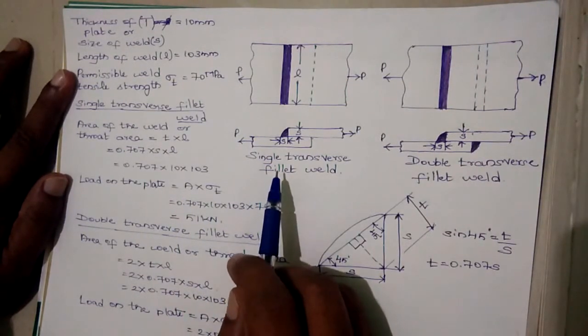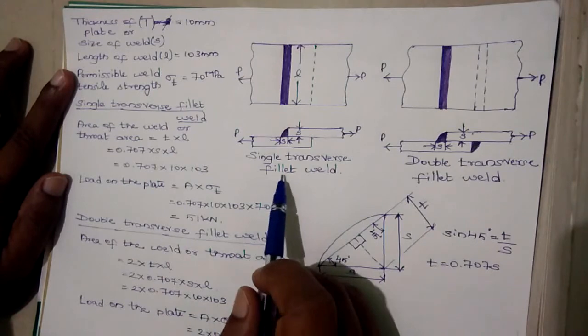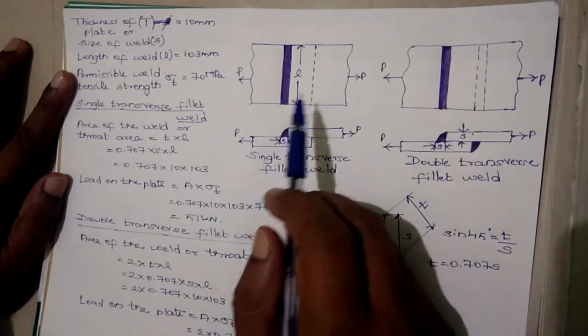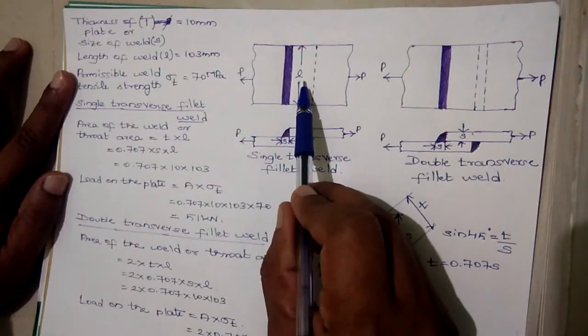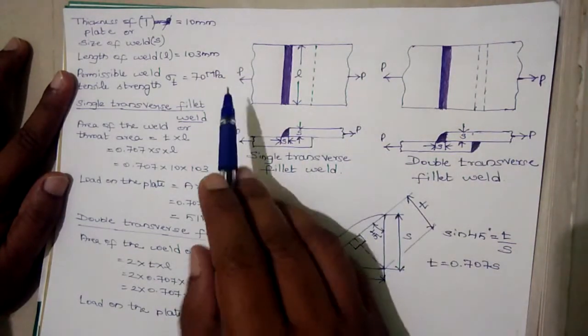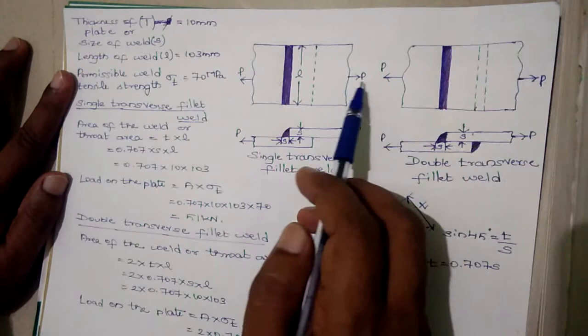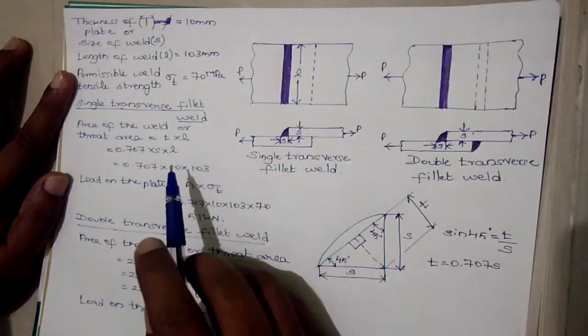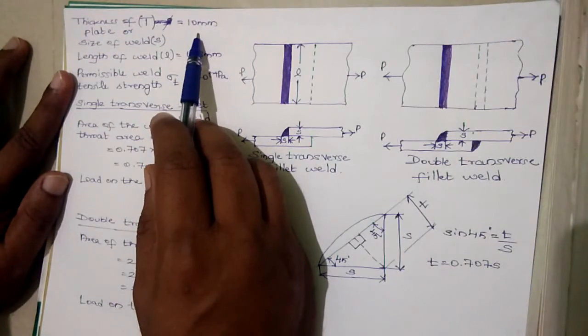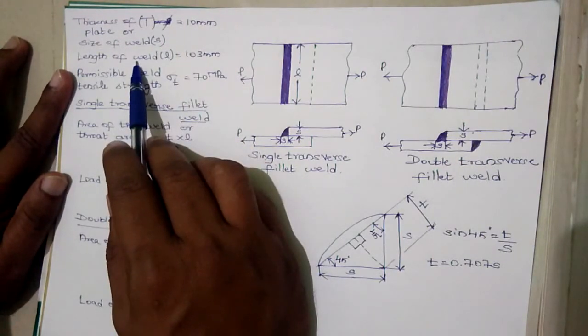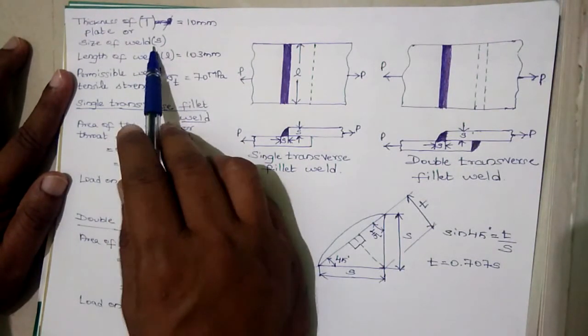This is a single transverse fillet weld made between plates P1 and P2 of width L. P is the load applied to the plates. Here the thickness of the plate is 10 mm. This is also the size of the weld.